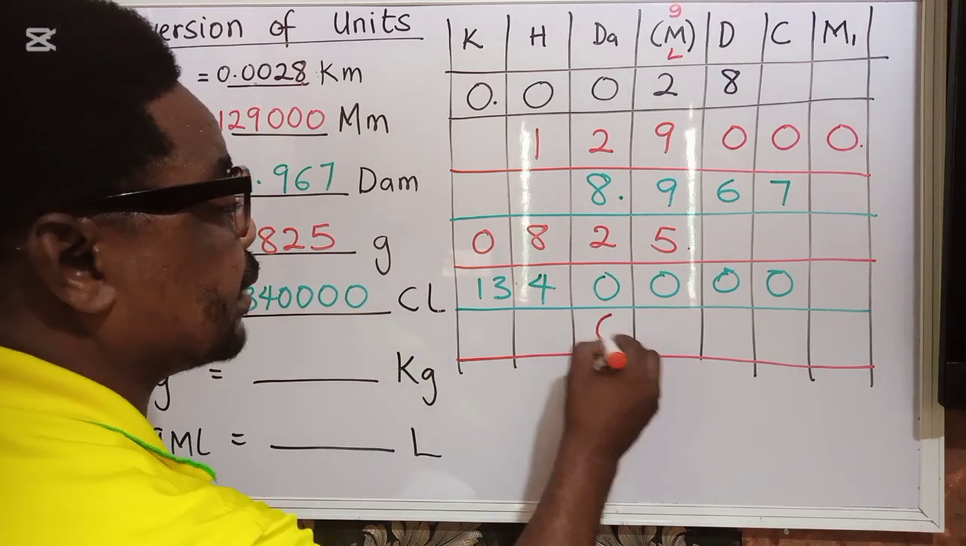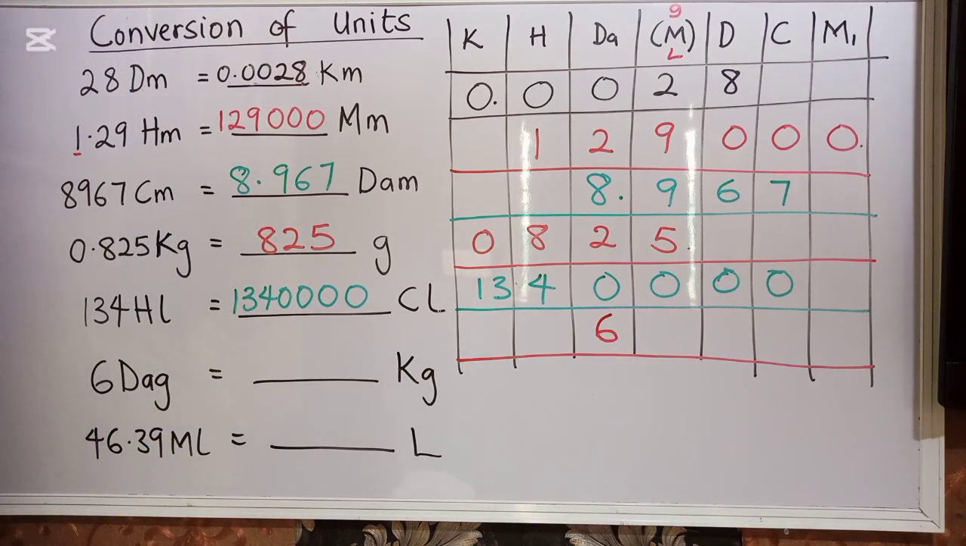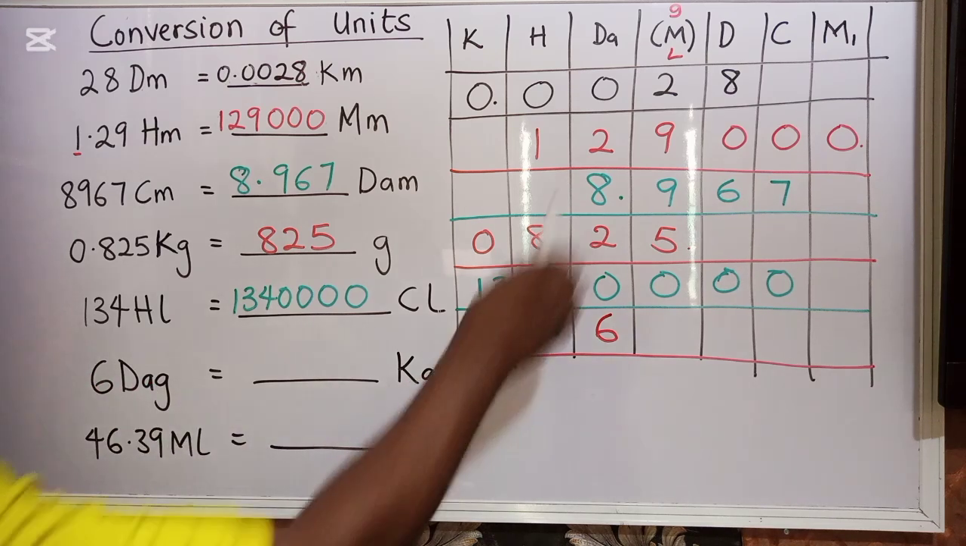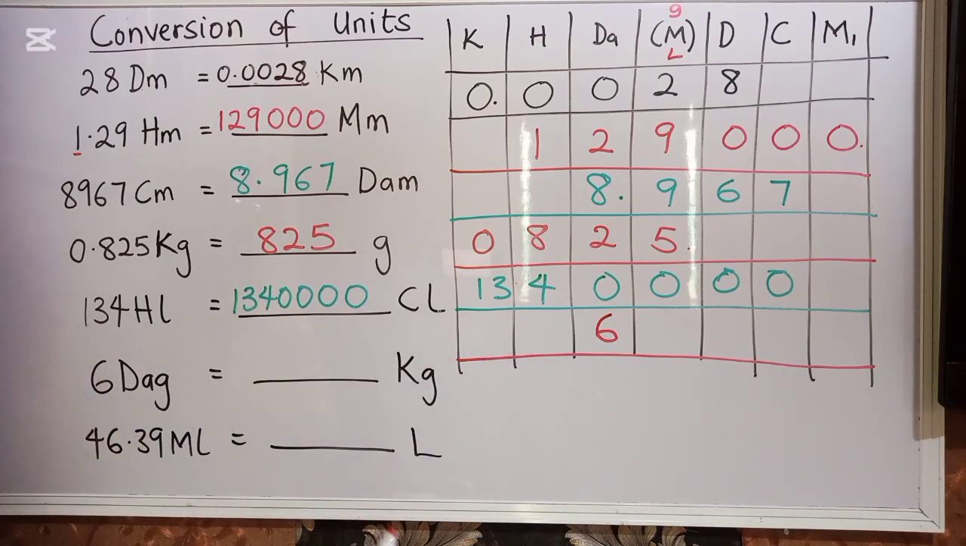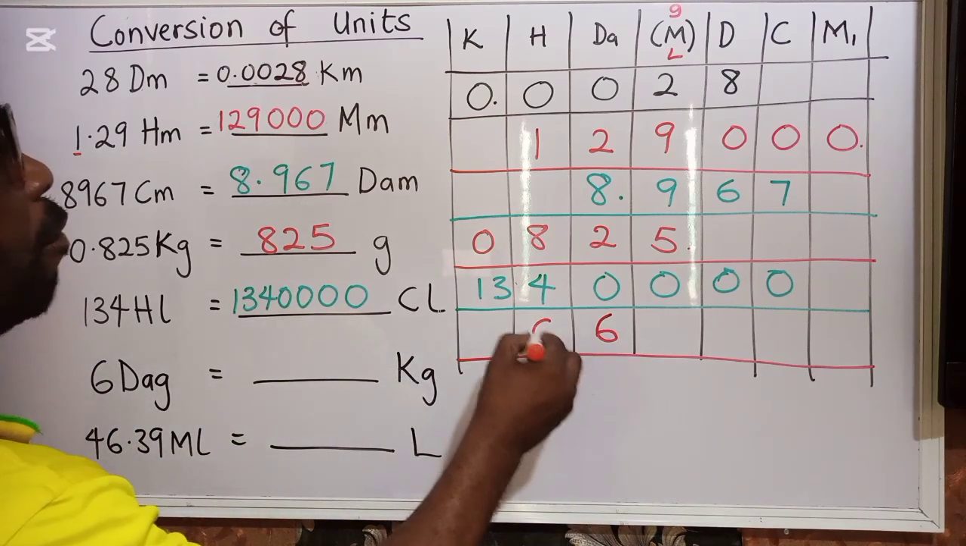Write it there, put it 6. Then you are going towards which direction? We are going towards this direction here, kilogram. So this direction is kilogram. Kilogram is located here. But there is nothing to write, so rather we write zeros. So we have 0 here and 0 here.